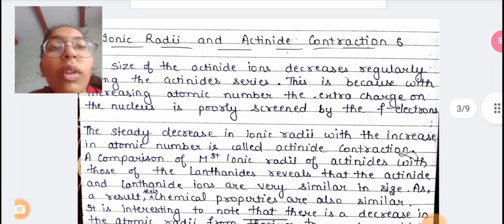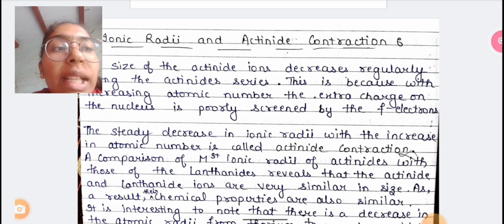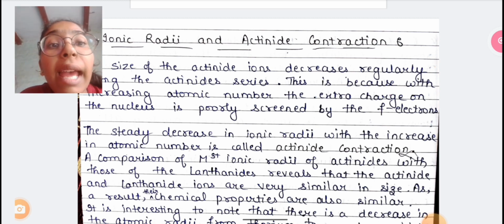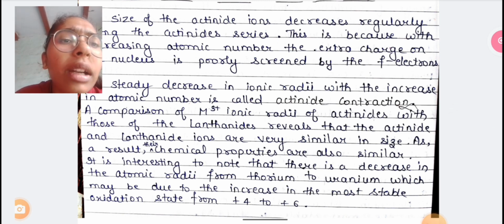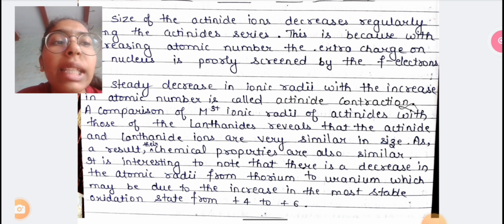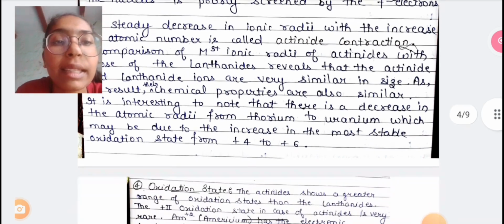The steady decrease in ionic radii with increase in atomic number is called actinide contraction. A comparison of the M3+ ionic radii of actinides with those of the lanthanides reveals that actinides and lanthanides are very similar in size. As a result, their chemical properties are also similar. It is interesting to note that there is a decrease in atomic radii from thorium to uranium, which may be due to the increase of the most stable oxidation state from +4 to +6.